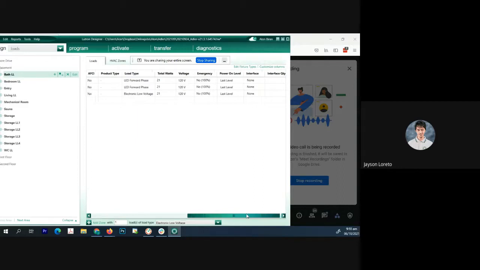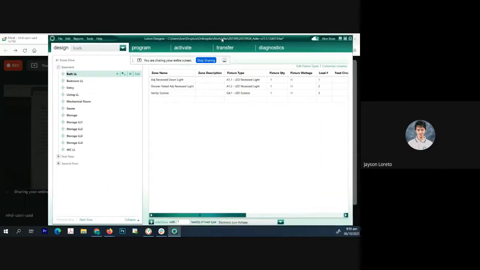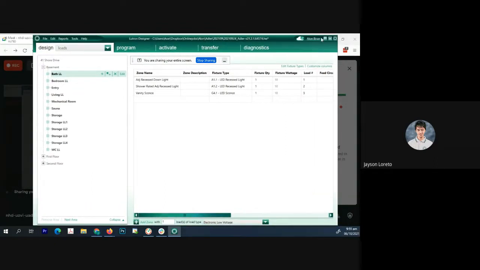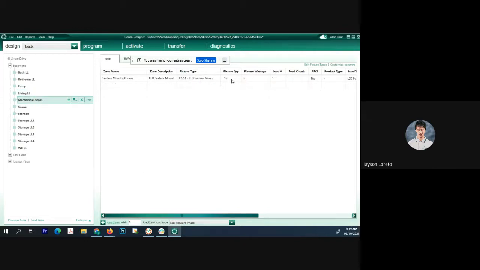As an electrical engineer, you should know how to read the electrical plan, and then you would know which equipment you will use. There are different rooms: bathroom, bedroom, one in the entry or hallway, two in the living room, and one in the mechanical room. There are 16 quantities, but only one type of light. I think that would be all for today.